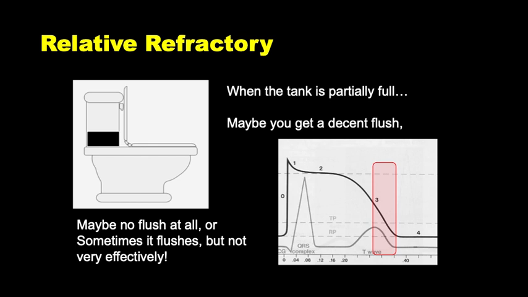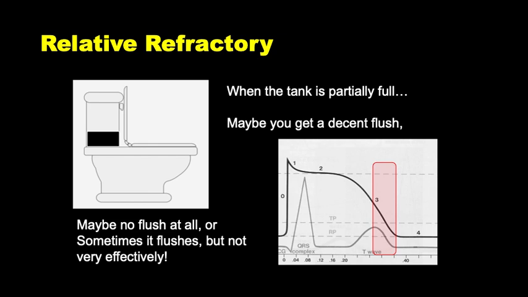If you wait until the tank fills partially, but you aren't patient enough to wait until it's full, now we're in the relative refractory period. You may get a normal response, or fairly normal. You may get a partial but ineffective flush, the equivalent of cells responding but not necessarily normally, or you may get no response at all. This occurs from the middle of phase 3 to phase 4.